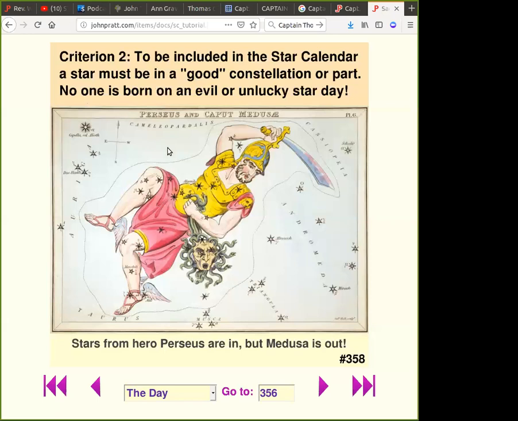It turns out that several constellations by this rule are eliminated. So of the 48, I believe it's only 42 constellations which are represented, because the other 8 are bad guys. So we got rid of some of them. Now we got rid of the bad ones. Now let's go to criteria 3, which is slide 359.